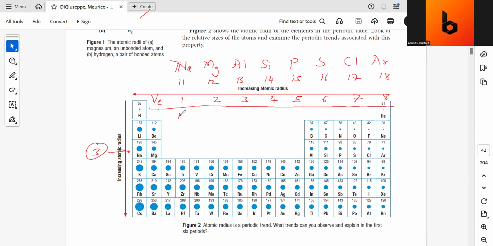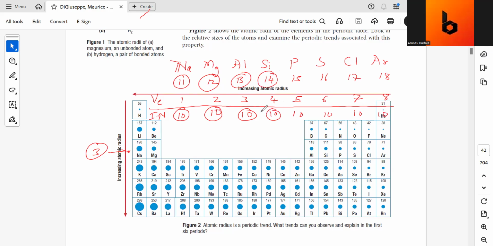So what is the difference? 10. These are innermost electrons, or these are called shielding electrons. So each of them has 10 shielding electrons. You have 11 protons and 10 shielding electrons. You have 12 protons and 10 shielding electrons. You have 13 protons and 10 shielding electrons. 14 protons, 10 shielding electrons.